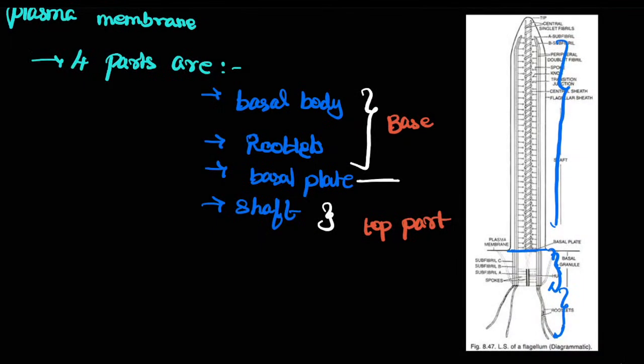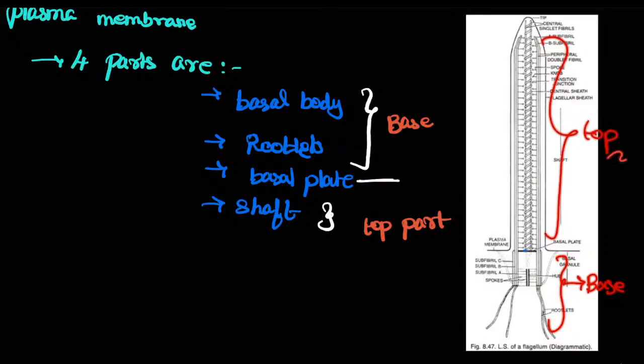Okay, see, I'll explain it again. No problem. See, for now this region is my root. This is my basal body. This is my basal plate. This entire thing is my shaft. For now, this entire thing is my base only, and then this entire thing is my top part.